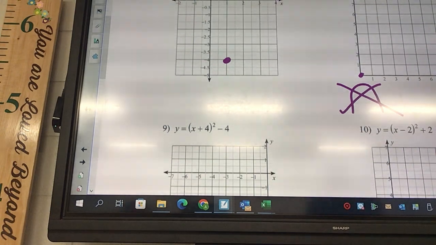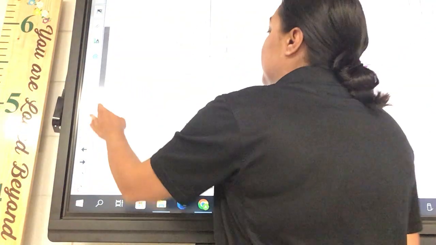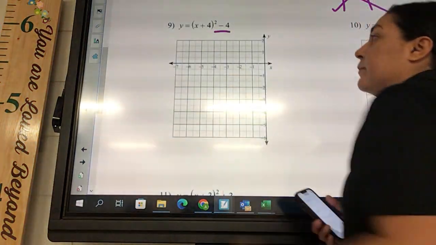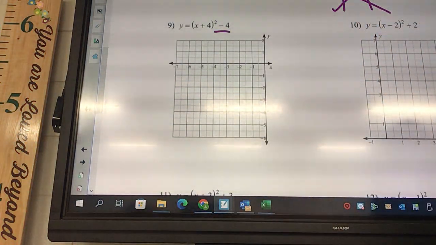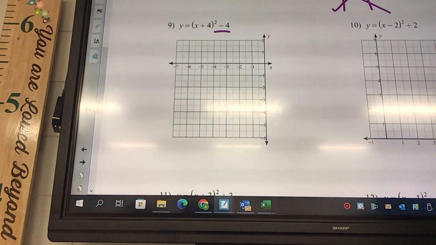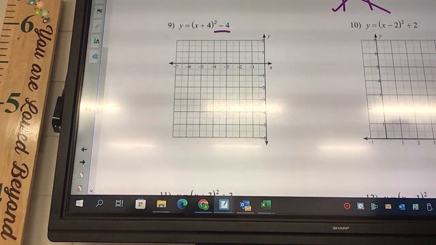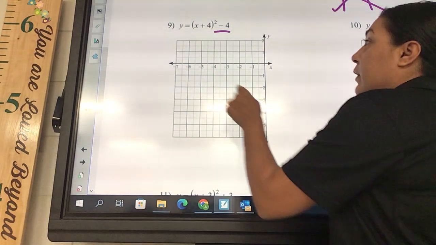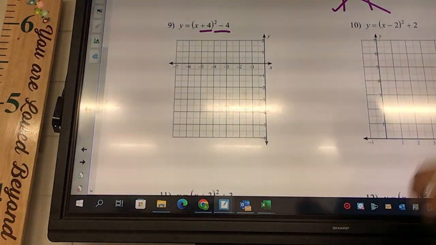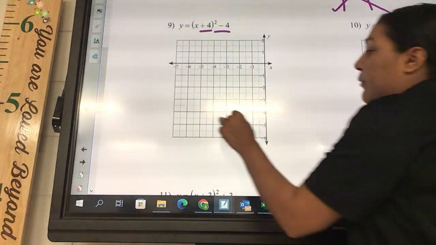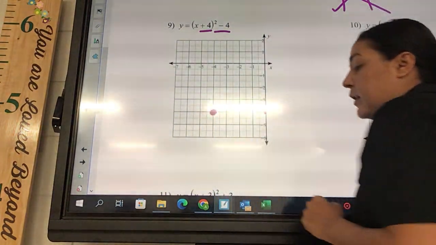Look at number 9. What does this -4 do? Kevin, what's the -4 do? It goes down. Down 4. And what's the +4 do? It's going to go to the left. Left 4. Perfect. So that's going to be our vertex.